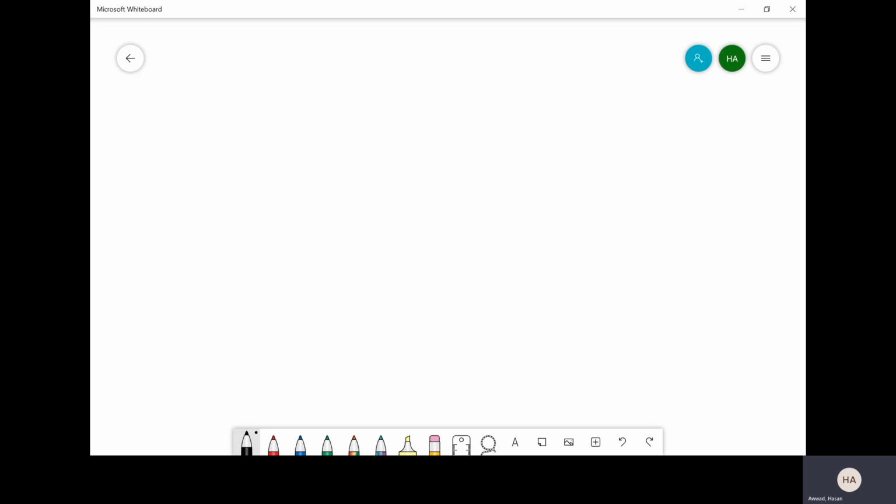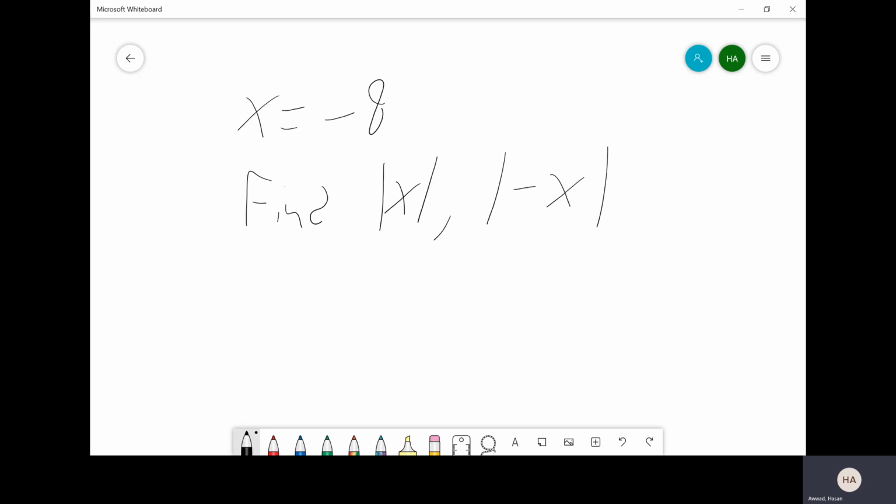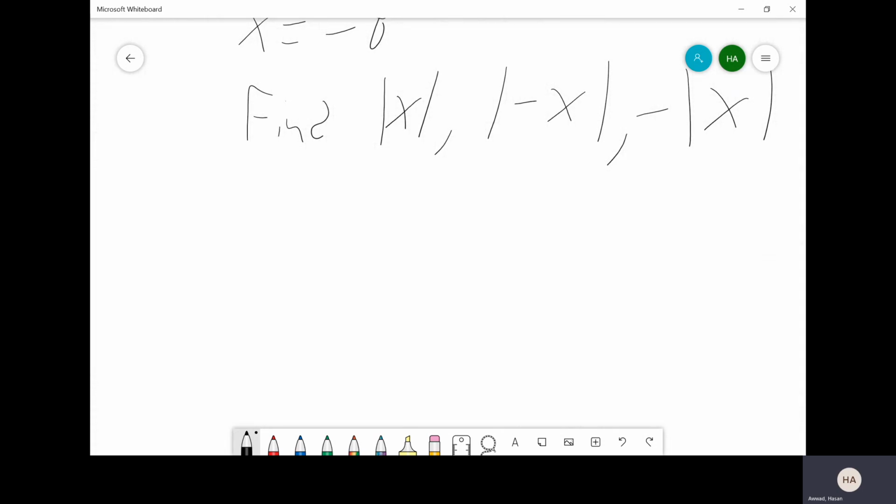Okay, so again, I'm just going to let you guys do this one on your own. Let's go ahead and let x equal negative 8. What I want you guys to do is find the following. I want you to find the absolute value of x. I want you to find the absolute value of negative x. And finally, I want you to find the negative absolute value of x. Okay, so give yourself a couple seconds. Go ahead and jump through those. You can even probably do these mentally if you want, and unpause the video when you're ready.